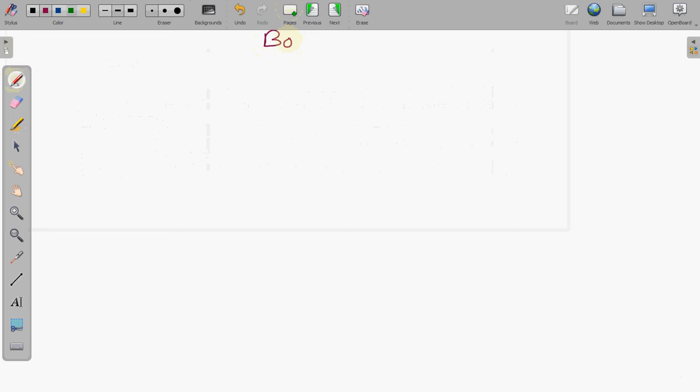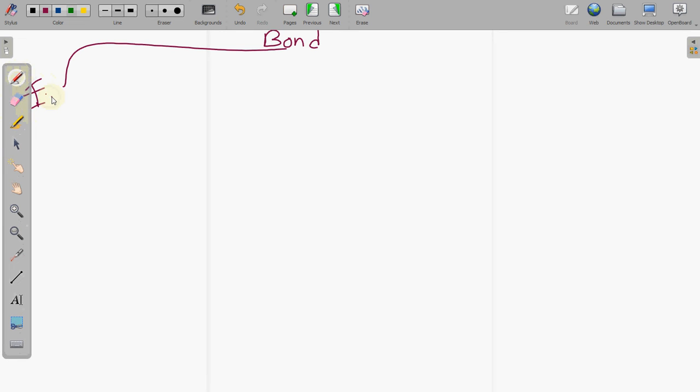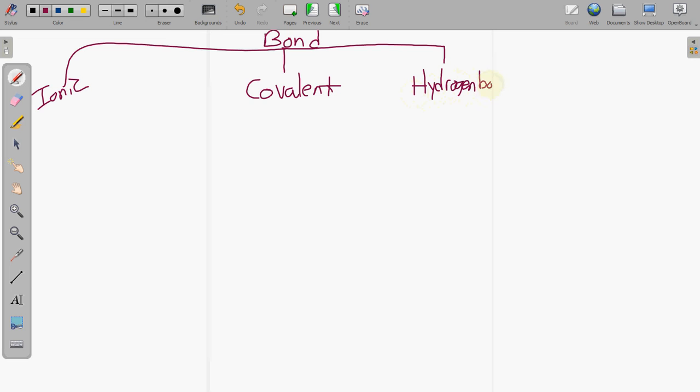All right, so we've talked about three kinds of bonds. We have the ionic bond. We talked about the covalent bond. We talked about hydrogen bonds too. And we talked about metallic bonds. All right. Ionic bonds are between a metal and a non-metal. Hope you don't mind me abbreviating.